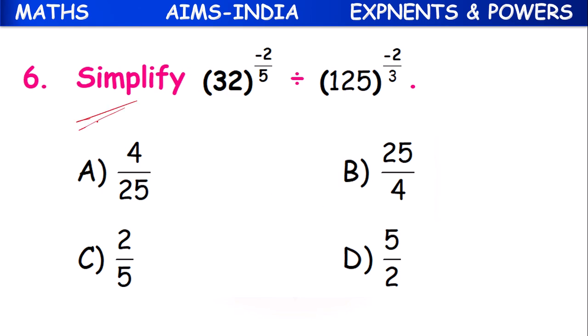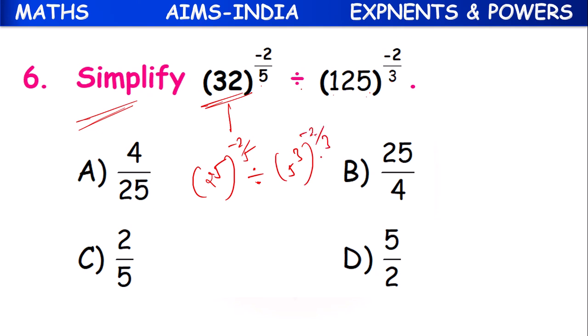Next one. Simplify (32)^(-2/5) divided by (125)^(-2/3). Here 32 can be written as 2^5, whole to the power of minus 2/5, divided by 125, which can be written as 5^3, whole to the power of minus 2/3.